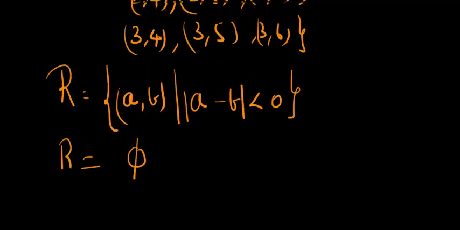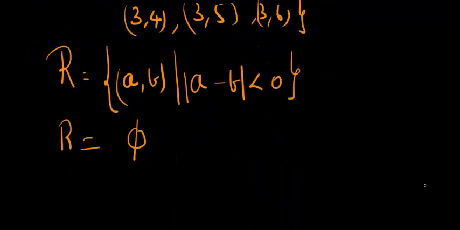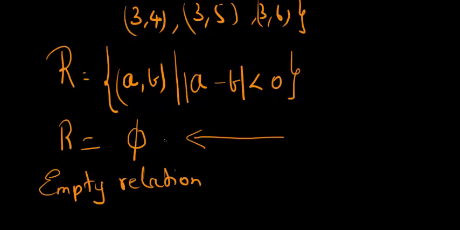So if I now go back to my sets, I do see that this particular set is a null set, and the same set in relation will be called an empty relation. So basically a relation which is generating an empty set is an empty relation.